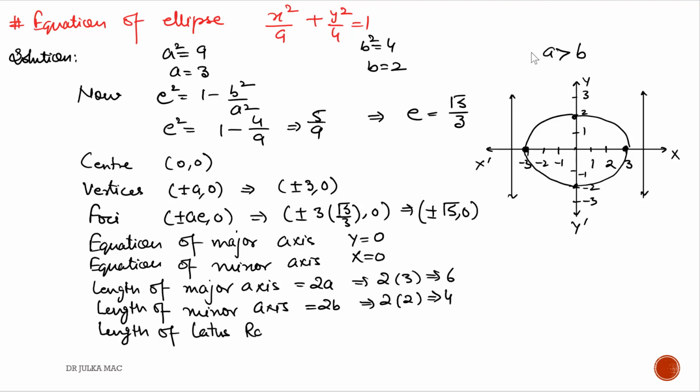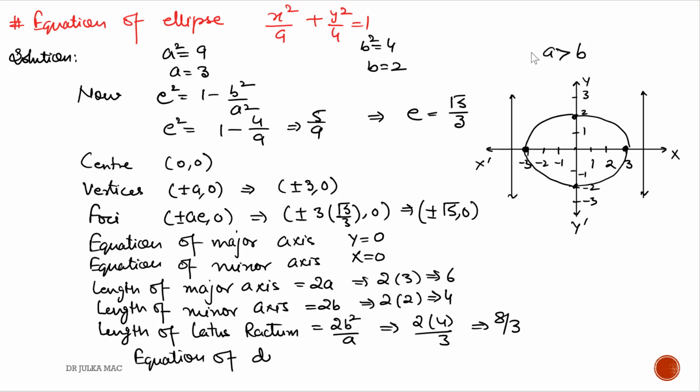Length of latus rectum is 2b square upon a. B is 2 and a is 3. Answer is 8 by 3. Equation of directrix is x equals plus minus a upon e. A is 3 and e is root 5 by 3. So the answer is x equals plus minus 9 by root 5.